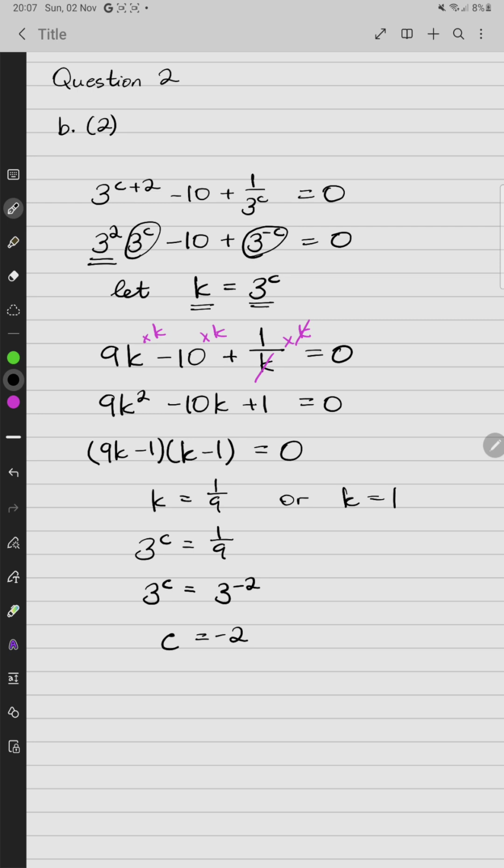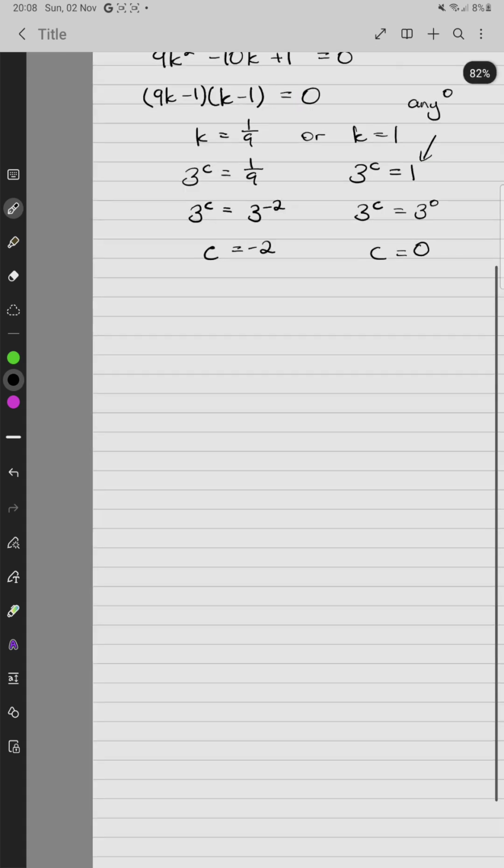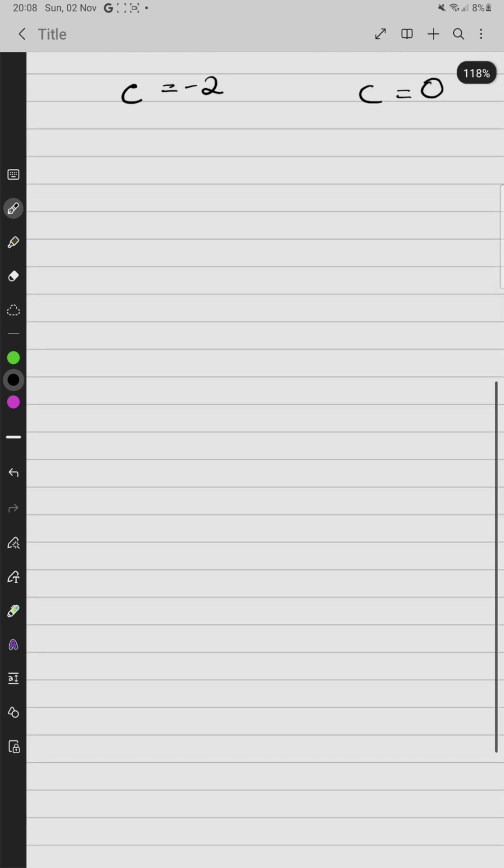Let's look at the case if k is 1, then I have 3 to the c equal to 1. Now that's a bit scary, but remember, anything to the power 0 is 1. So I could say that is the same as 3 to the c equal to 3 to the power of 0, and I have a common base, so c is 0. And that is question 2, B number 2. Let's look at the next one.